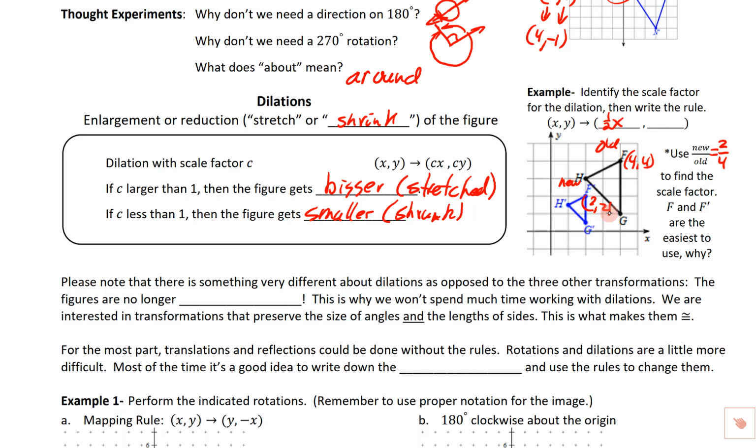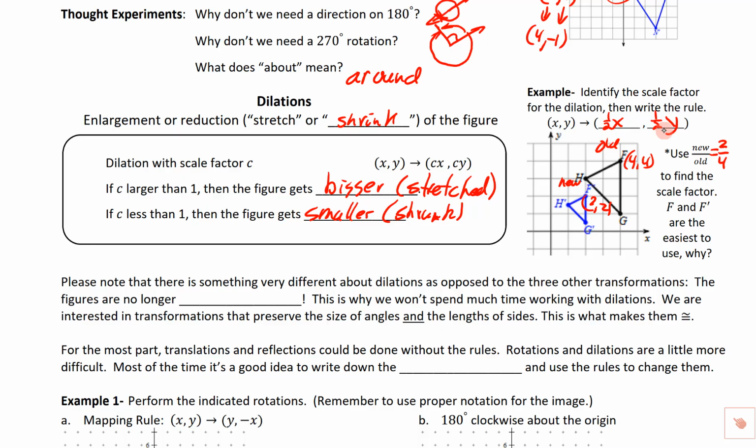Now if you wanted to do the same thing to find the scale factor in the y direction, you could, but it's still a 4 and a 2, so it's going to end up being 1/2. So we're going to put 1/2 y. If you wanted to do decimals for that, that's totally okay. I kind of like fractions better, so I'm just going to leave it that way.